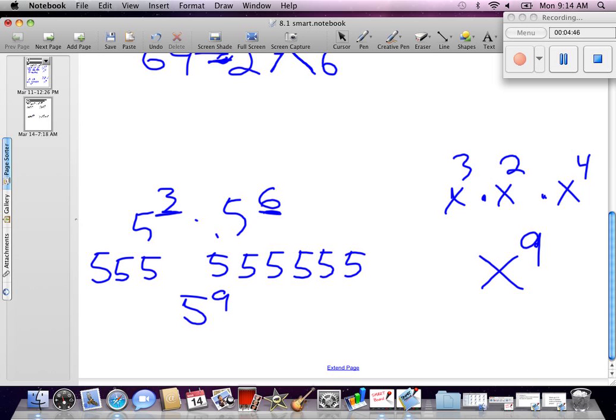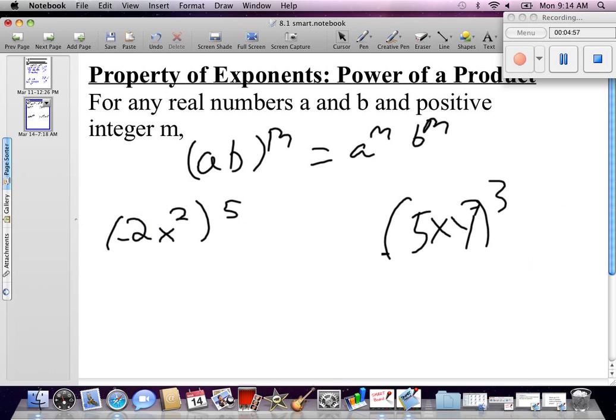If it's a power taken up to itself, you multiply. If it's two things being multiplied together that have the same base, you add their exponents. Please add that in your notes, guys. You need to have this down. Okay, property of exponents, power of a product.